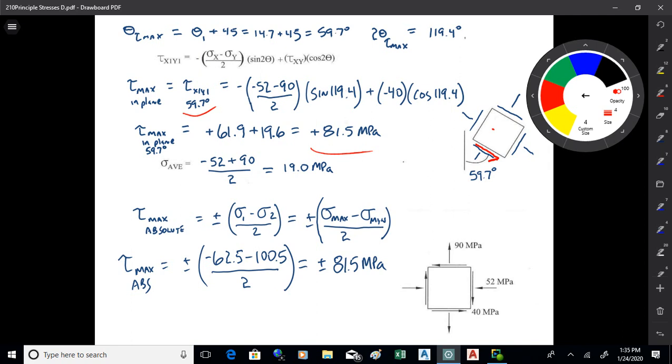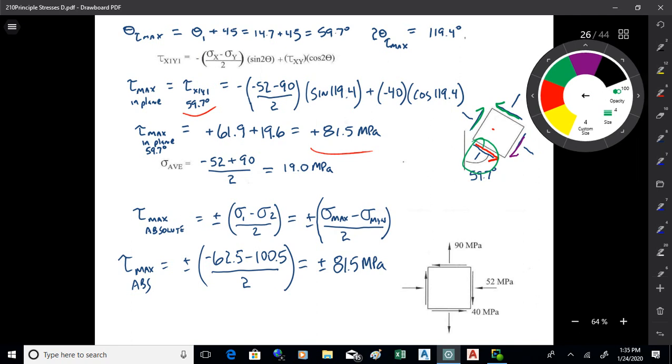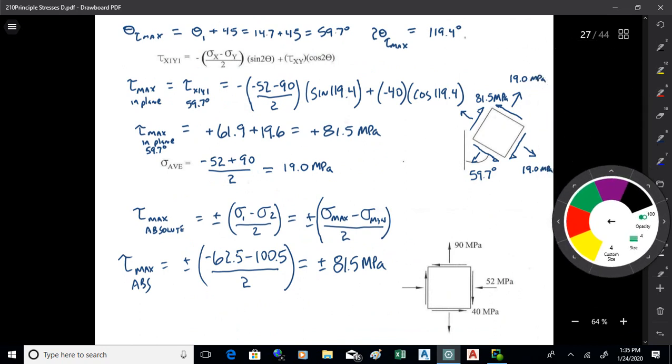And once I've got one, I know the rest, because the other one will meet in that corner, and then the other two will meet in the opposite corner. So once I have this one on the 59.7 degree plane, I can figure out which way all the others are pointing. So that's what that shear sketch will look like. I've got an average normal stress of positive 19 on all 4 planes. I've got that initial shear on the 59.7 degree angle going that way, and everything follows from that.